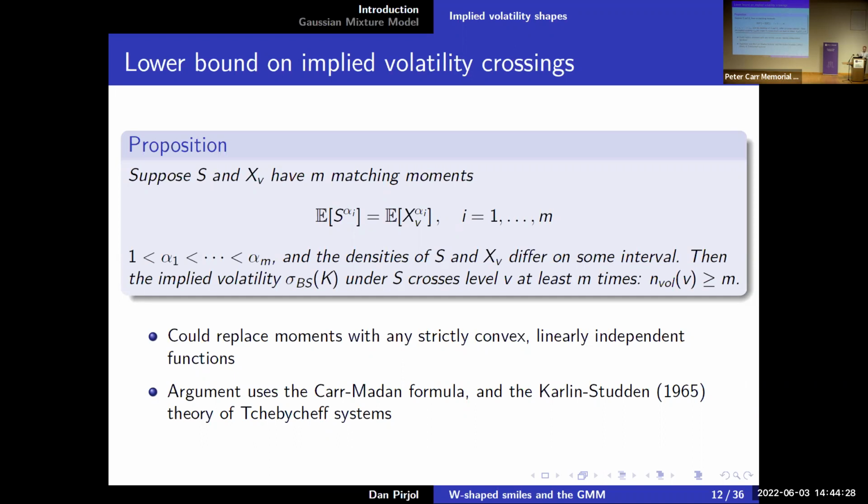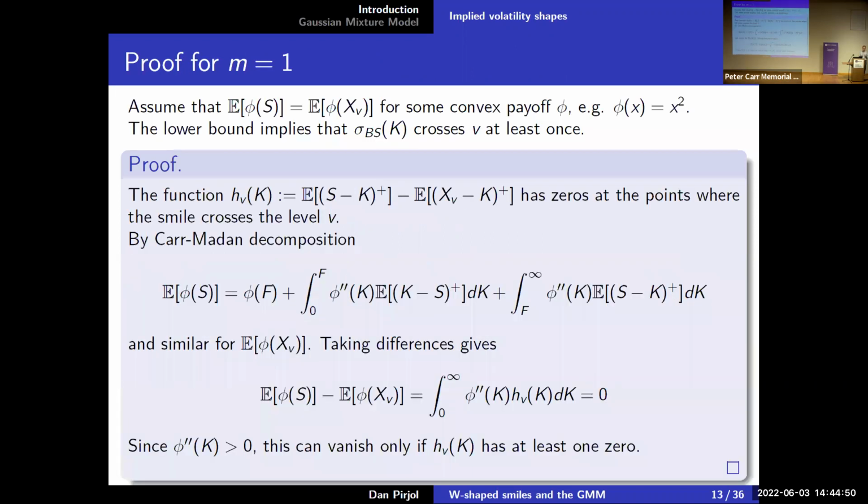They don't have to be moments. They can be any strictly convex payoffs, a square function, or any favorite convex payoff. So now the argument uses the Carr-Madan formula, and it's so simple that I would like to go through the steps for the particular case of matching one single moment.